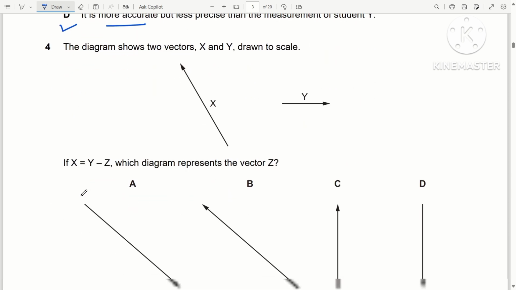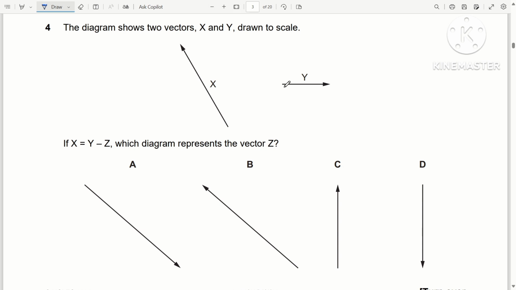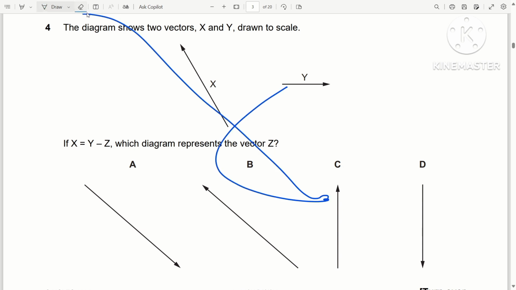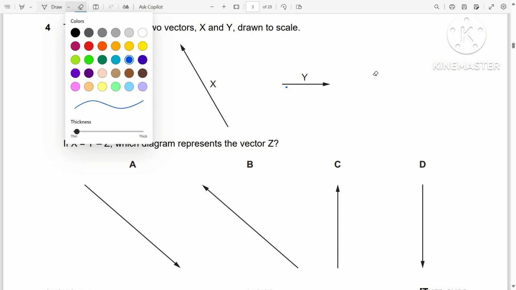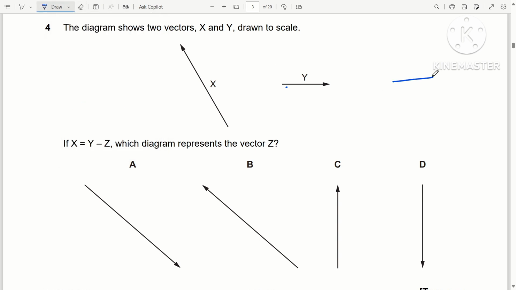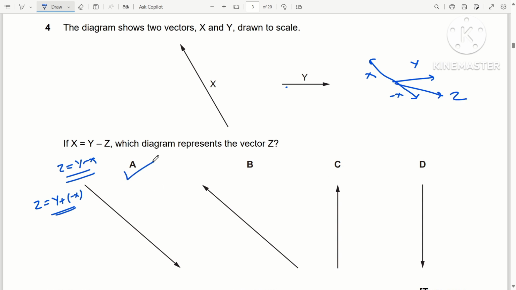Fourth question. The diagram shows two vectors x and y drawn to scale. If x is equal to y minus z, which diagram represents the vector z? So okay, if I represent these two vectors like this, if this is y and this is x, and from this equation z is equal to y minus x, which means z is equal to y plus minus of x. If this is x, then minus x will be this, and this will be z. So which option is correct? So option A is correct.